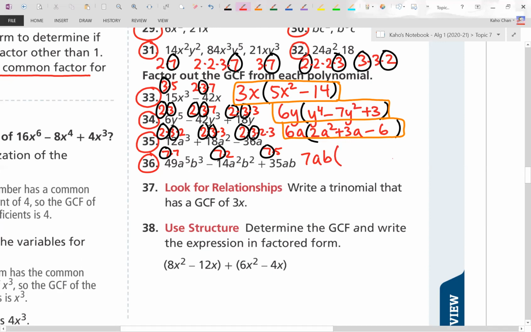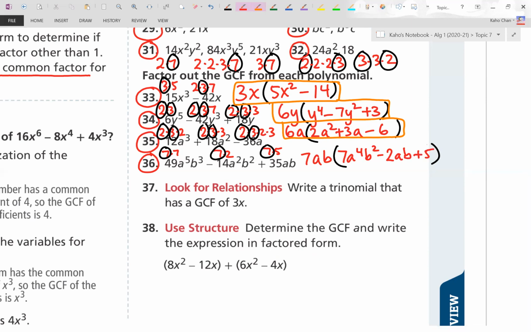So when I divide by 7AB, I'll get 15. Oh, 49 divided by 7 is 7. Take out an A and a B from there. That leaves me with A to the 4th, B squared, minus 2AB. And 35 divided by 7 is 5. And there it is. Not bad.